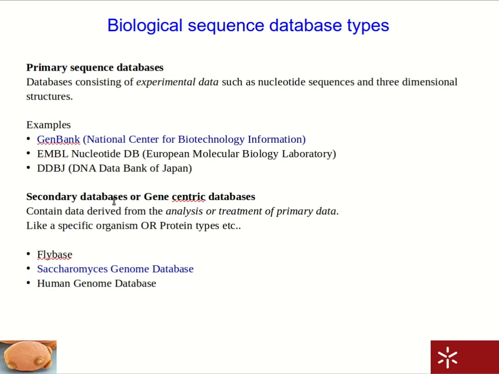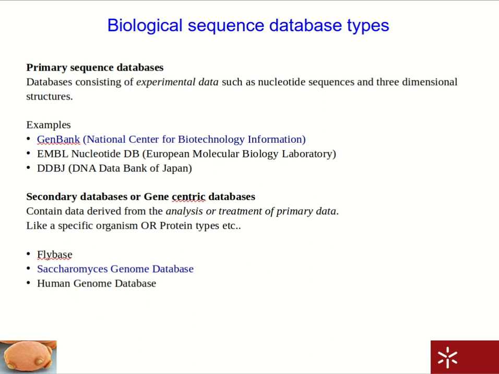Then there are secondary databases, or gene-centric databases. These contain data derived from analysis or treatment of primary data. So all the data that we can find here, we can also find in the primary databases. But we can usually also get some more information around the sequences. Usually these are organized around a specific organism or a specific type of protein or maybe a disease or something like that. Examples are FlyBase, which is the Drosophila genome database, the Saccharomyces Genome Database, and the human genome database. These databases organize around the specific organism.